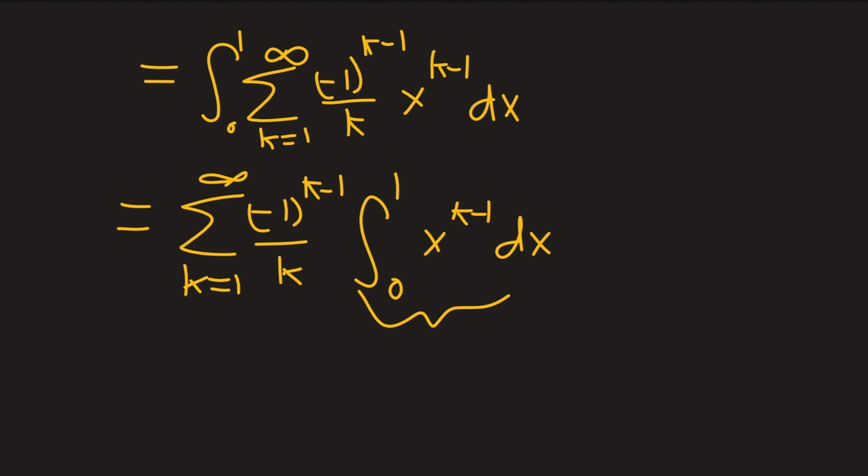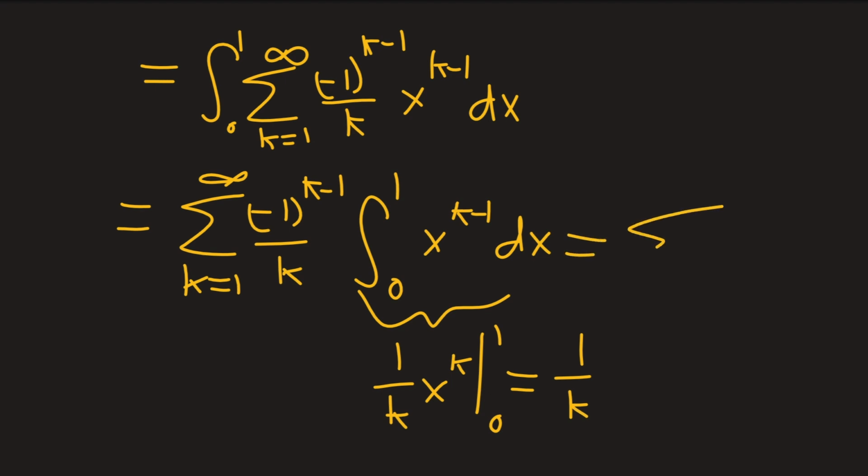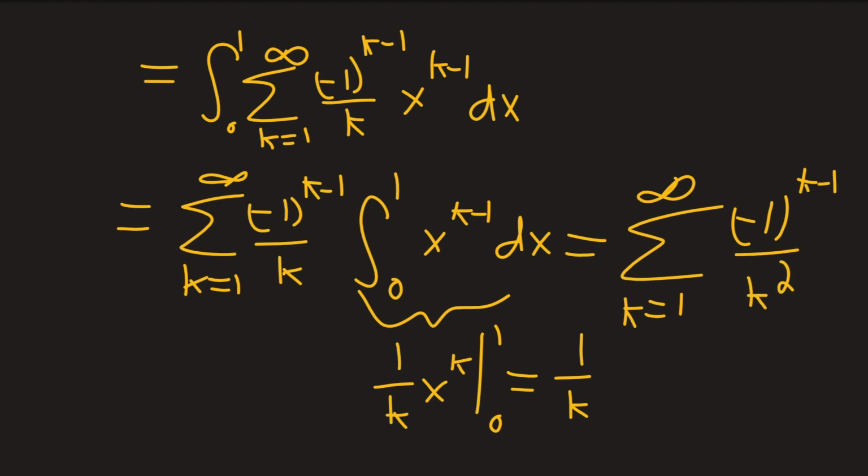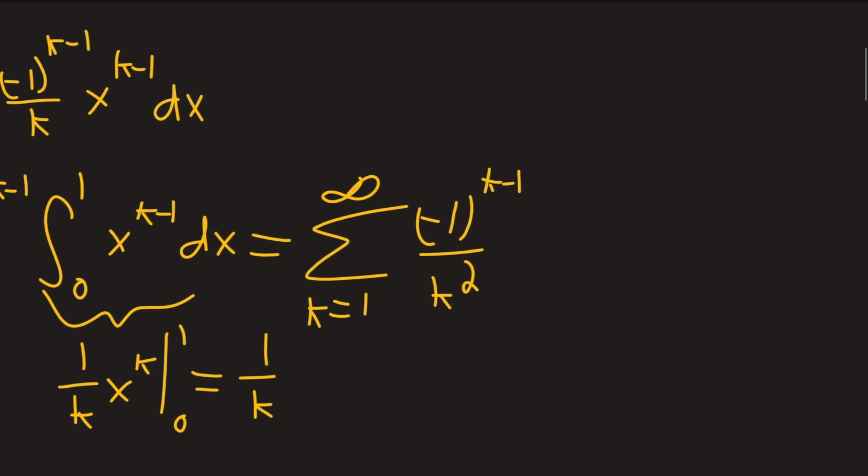We find that this is just 1 over k times x to the k, but then evaluated from 0 to 1. Well, 1 to the k is just always 1, and 0 times anything is 0, of course. We're not doing limits here, so that's true. But this is just equal to 1 over k, meaning that our summation is just the sum from k equals 1 to infinity of negative 1 to the k minus 1 over k squared.